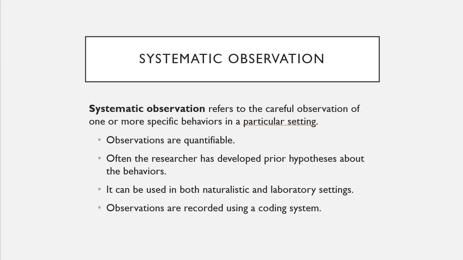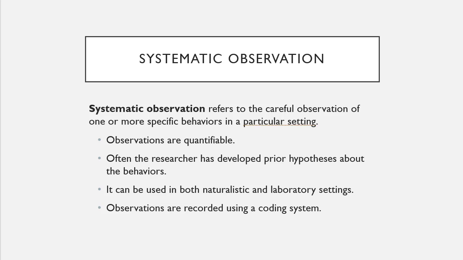A type of naturalistic observation is called systematic observation. And with systematic observation, as opposed to just receiving data and interpreting it, you are looking for specific behaviors. And generally what happens is you will look for a specific behavior and you will have maybe, let's say, 4 or 5 different behaviors that you're interested in finding.